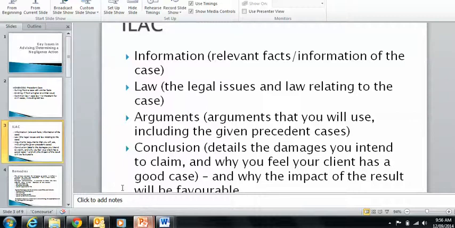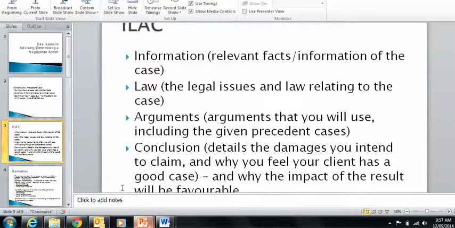What's the information? What are the legal issues? For example, you might say, Dan looks like he's been a bit of an idiot, and therefore contributory negligence is going to be an issue. Vicarious liability is. And then you might go through the stages of negligence. Has that actually happened? Then you've got the arguments. What arguments exist? And you'll bring in some precedent cases.